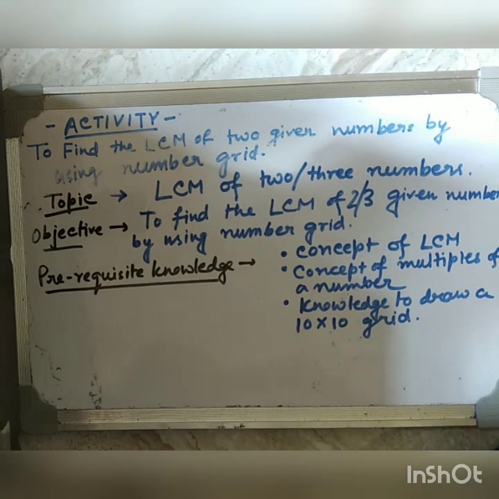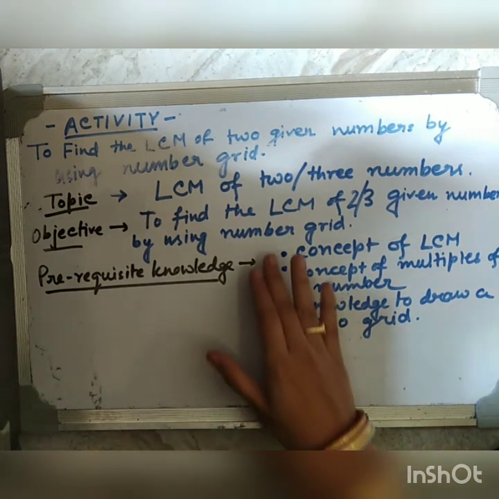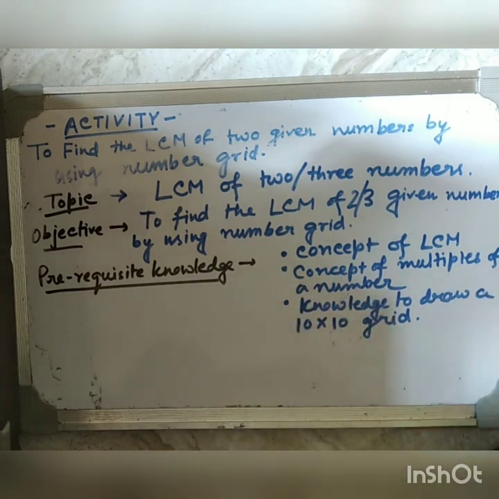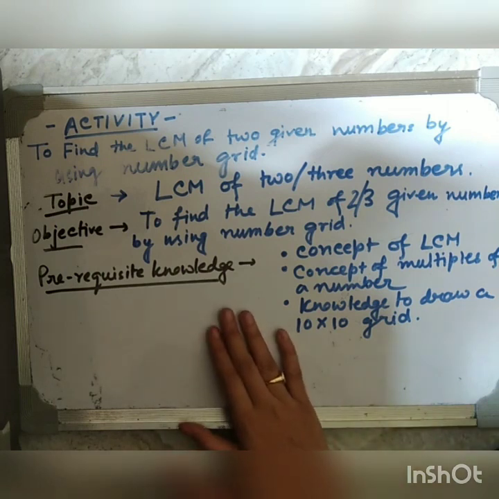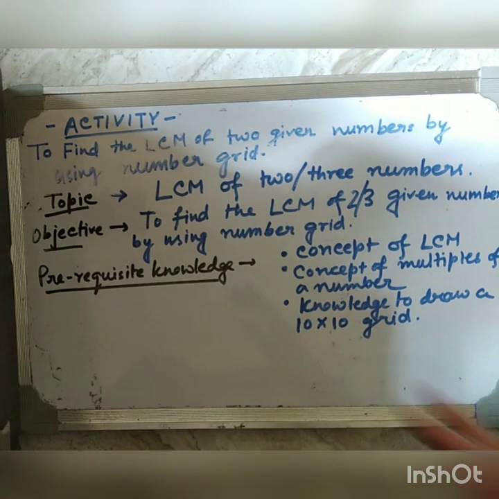And prerequisite knowledge means the knowledge which you have already gained, that will be used here. Okay. Now the concepts are: first, concept of LCM, then concept of multiples of a number, then knowledge to draw a 10 cross 10 grid. Okay. Now let's come to the next one. You can just pause the video and you can write all these things in your copy. Okay.